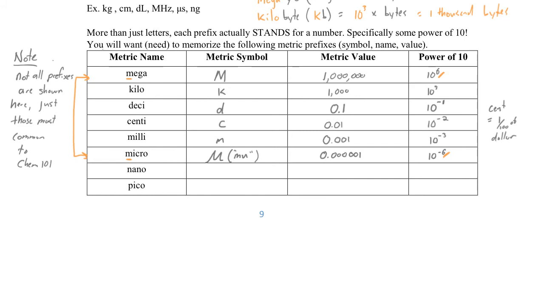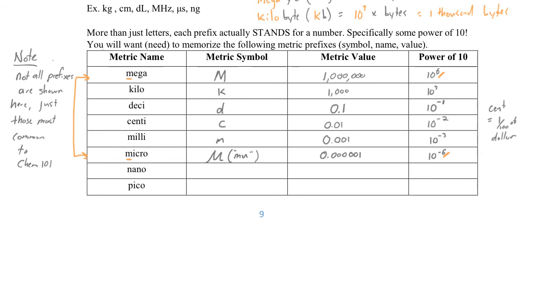The metric prefixes nano and pico are both very small modifiers. Nano, for example, with the metric symbol n, has a negative 9 power of 10. And pico with the metric symbol p stands for the negative 12th power of 10.